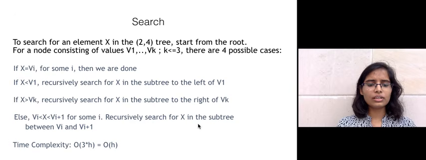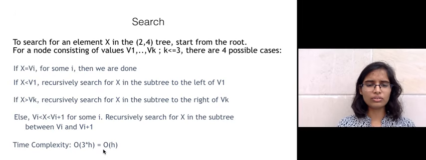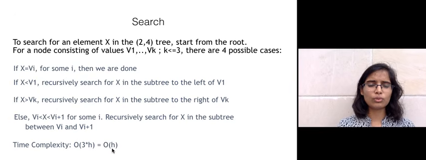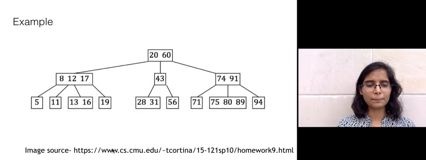At the max, we'll have to traverse all the nodes for the entire height of the tree, and each node has at max 3 values. So our search will take O(3h) time, that is O(h). That will be O(log n), as we discussed, the height is O(log n). Let's see this with an example.